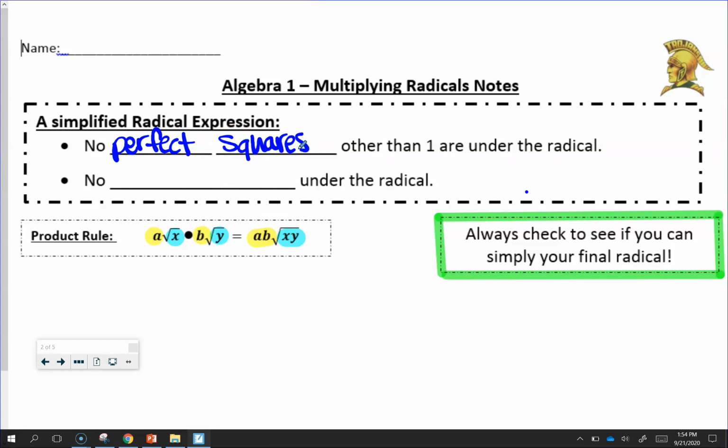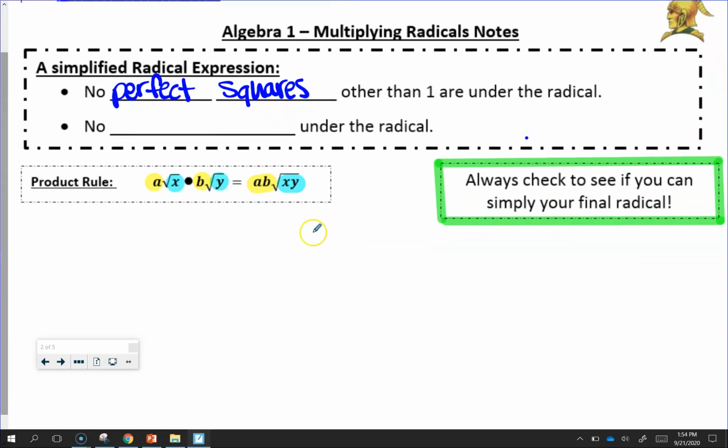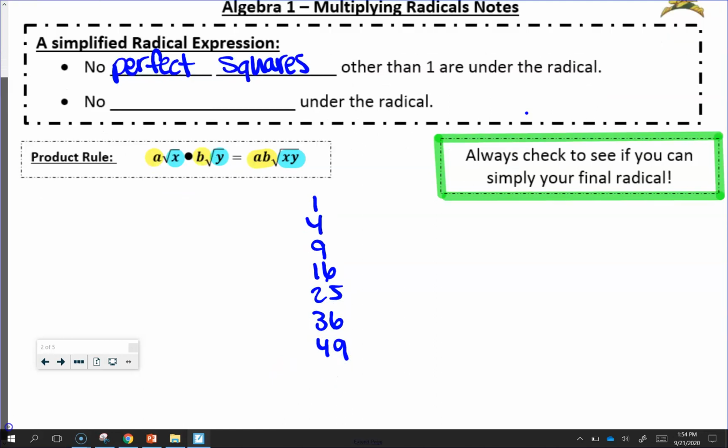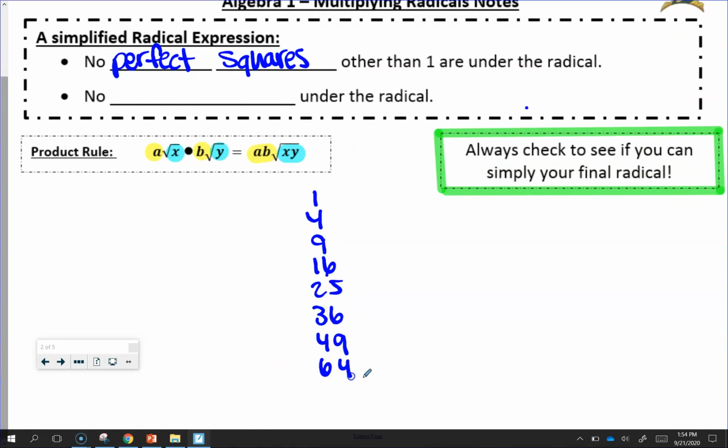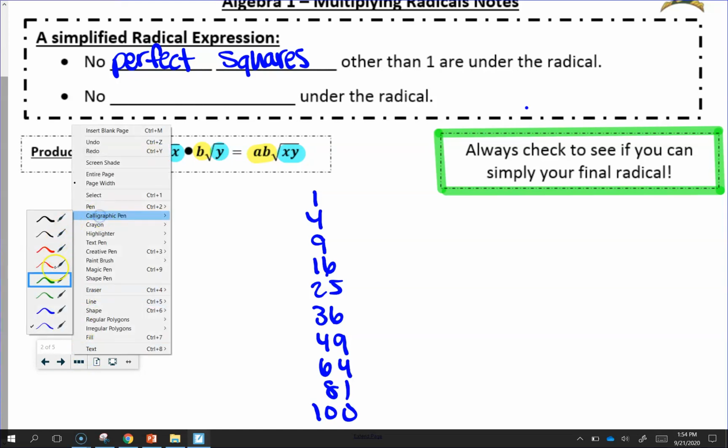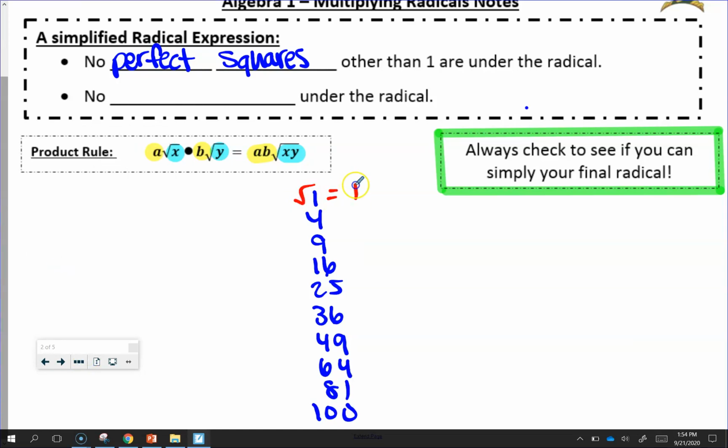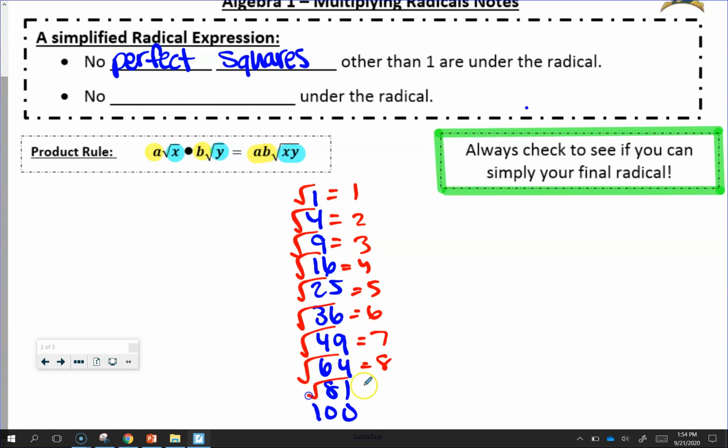Okay. Remember those perfect squares? We're looking for like 1, 4, 9, 16, 25, 36, 49. What else we got? 64, 81, and 100. So when you take your quiz on Wednesday, these would be good numbers to have written down somewhere so you can look at them. Remember, the square root of 1 is 1. The square root of 4 is 2. This would be a great thing to put on your cheat sheet when you take your quiz. You can always use a cheat sheet during your quiz or your notes.